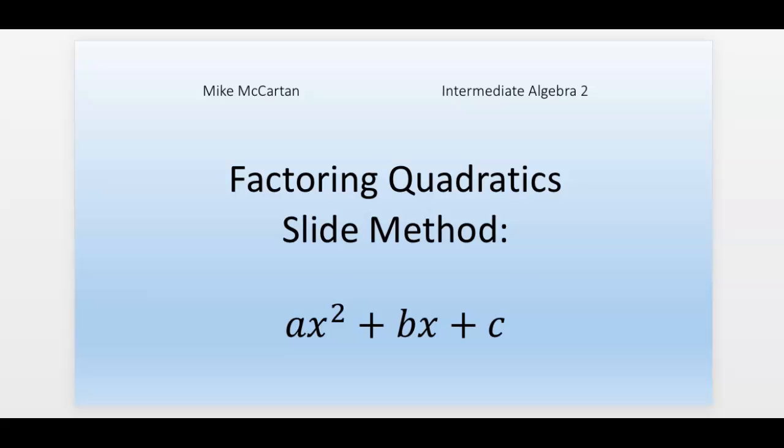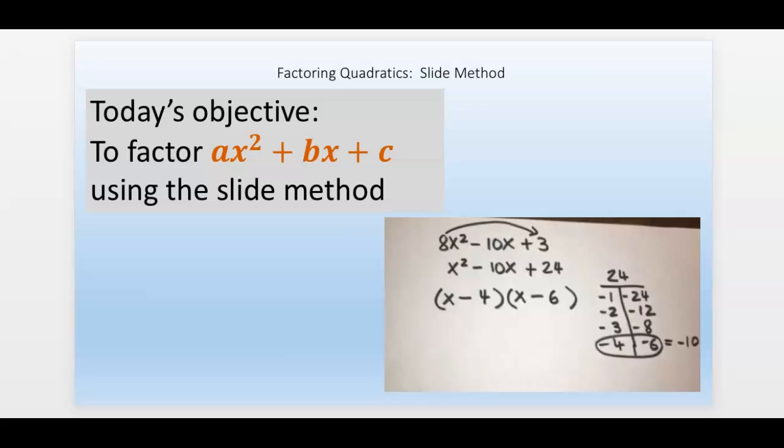We're going to continue factoring quadratics, and today we're going to start looking at what's called the slide method. We use the slide method when there's an a in front of the x squared, and a is not 1. Today's objective is to factor a quadratic that looks like ax squared plus bx plus c, where a is not 1, using the slide method.